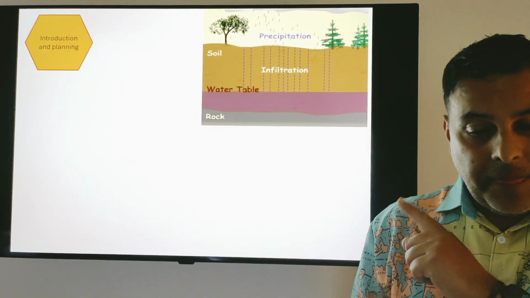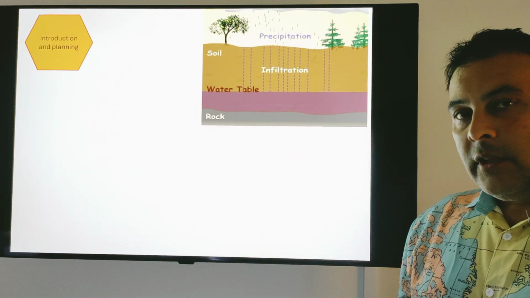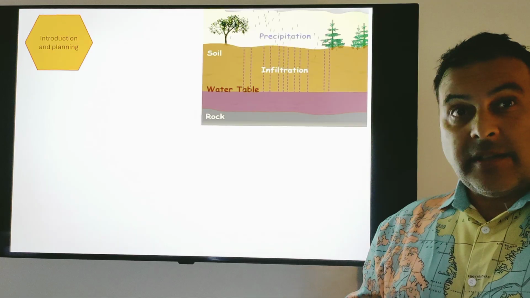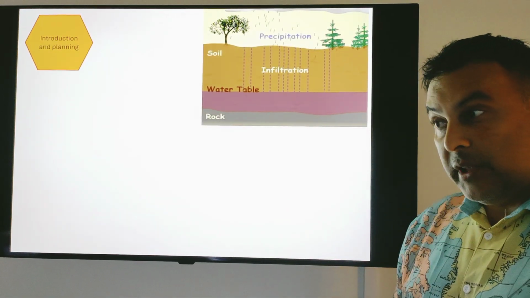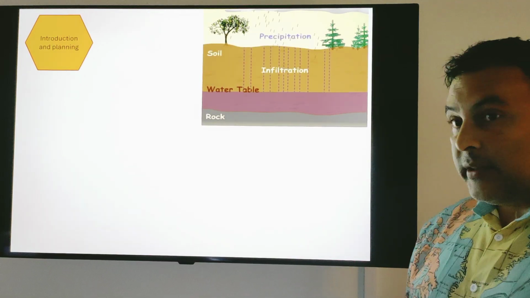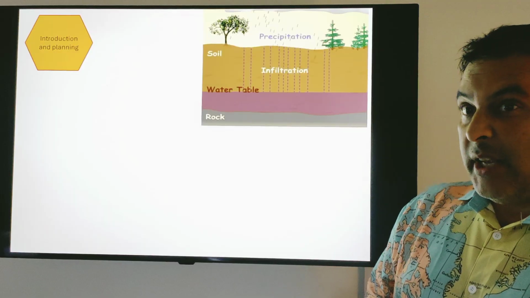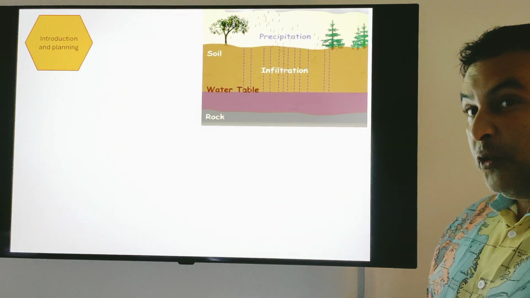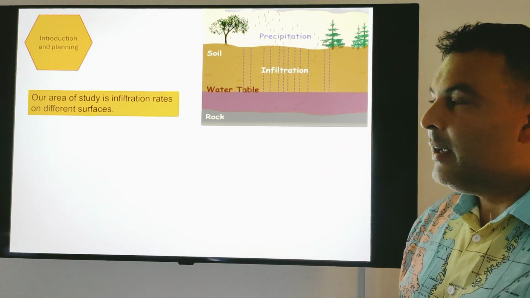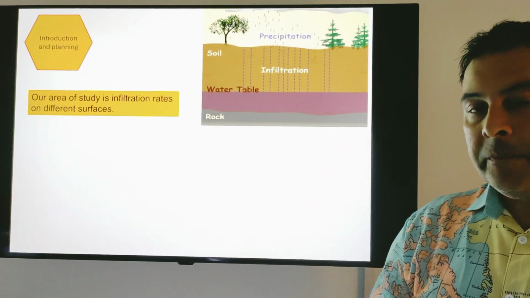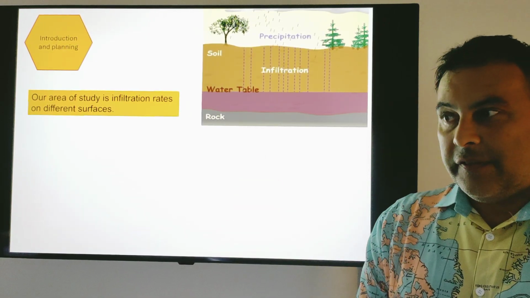Area orange. So, introduction and planning. Please write that down as a subtitle. This first stage is about deciding what you're going to study in the area of geography that you're wanting to study. In this case, we're going to have a look at urban areas and different surface areas in the urban area and infiltration rates, the rate at which water can infiltrate into a surface area. So write this down. Our area of study is infiltration rates on different surfaces.